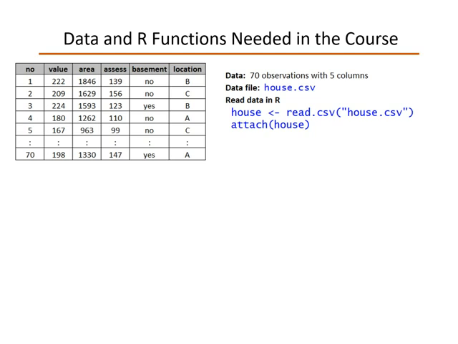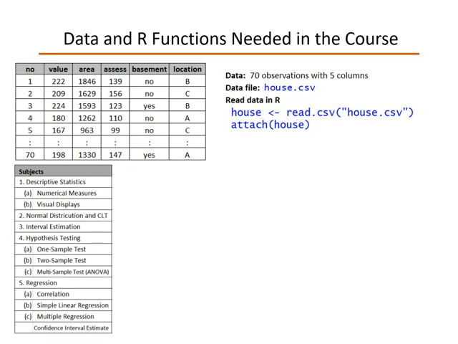Data and R functions needed in the course. R functions needed in the course are presented based on this data. The data set has 70 observations and 5 variables. All the calculations are on the house values variable.